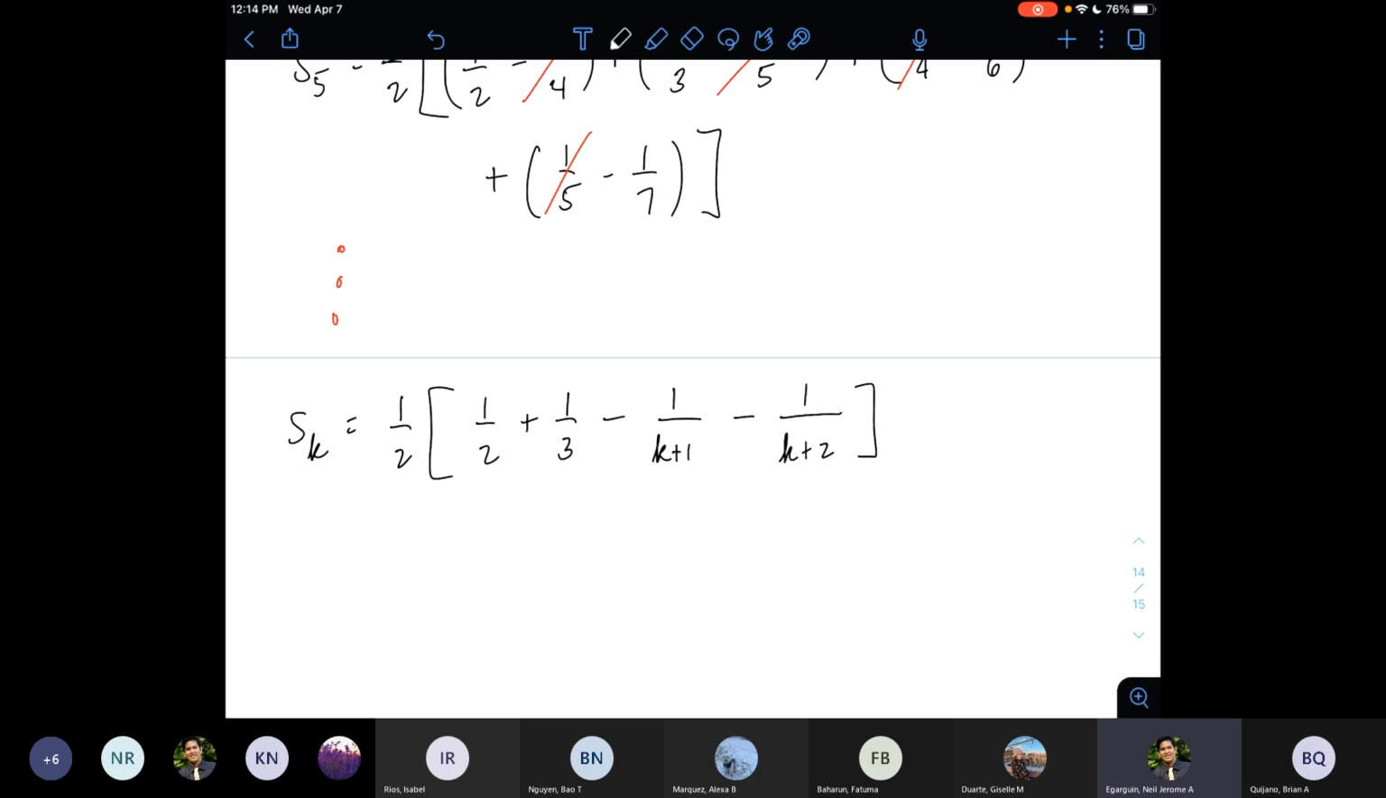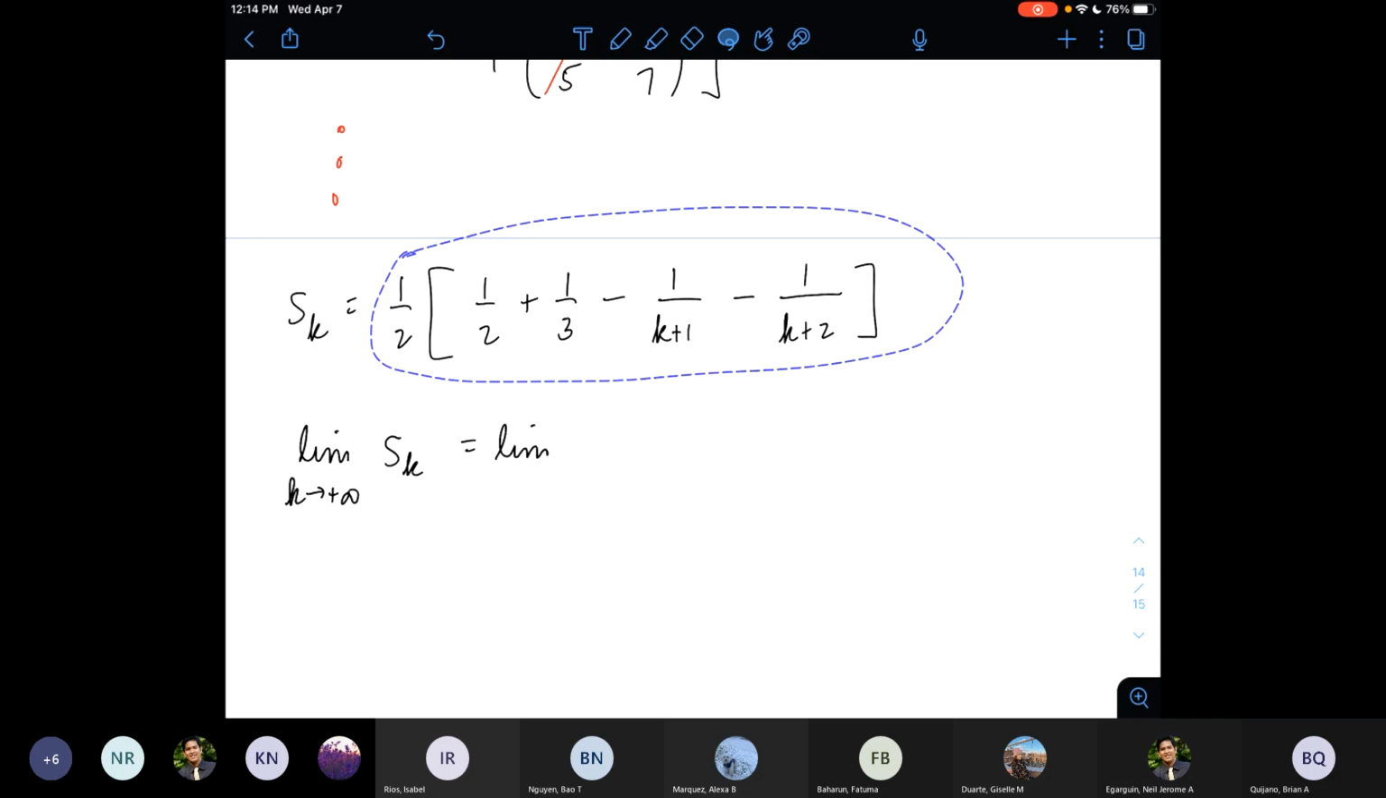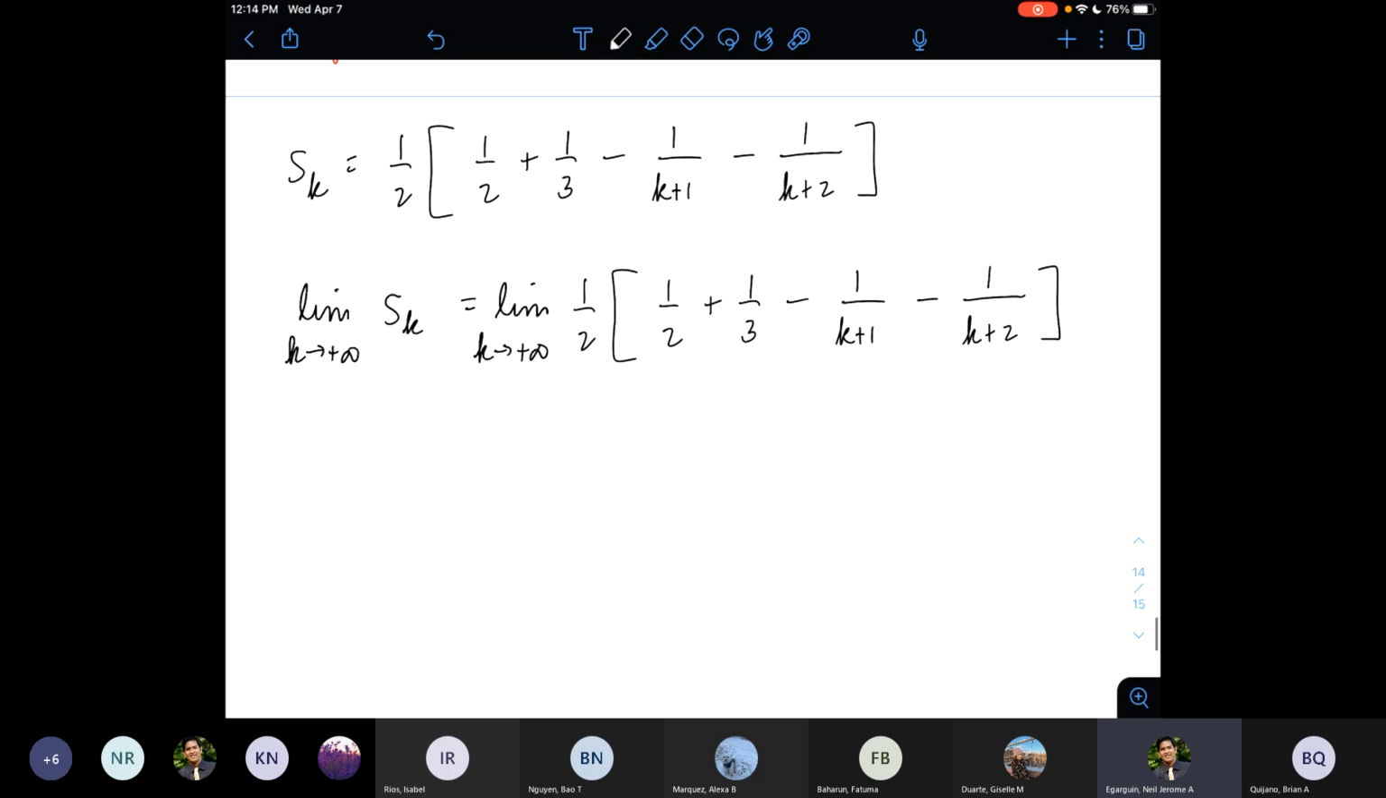Okay, so this is the k-th partial sum. And remember, the limit of the partial sum is also the limit of the series. So we'll take the limit of S_k as k goes to infinity. Now what happens when k becomes large? 1 over k plus 1 will go to 0. 1 over k plus 2 will go to 0. So eventually this is just 1/2 times 1/2 plus 1/3, which is basically 1/2 times 5/6. So that's going to be 5/12. So that's the limit of the partial sums.